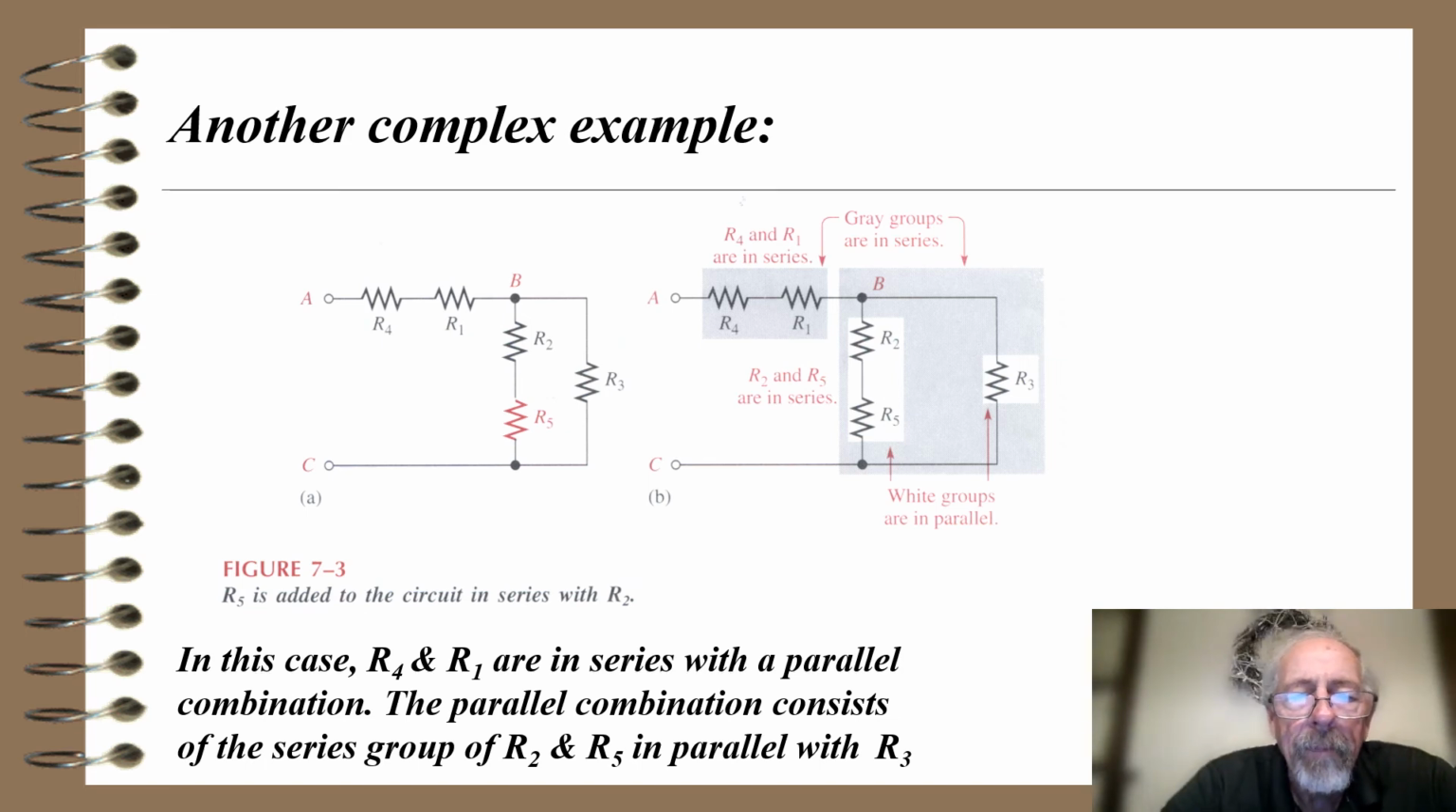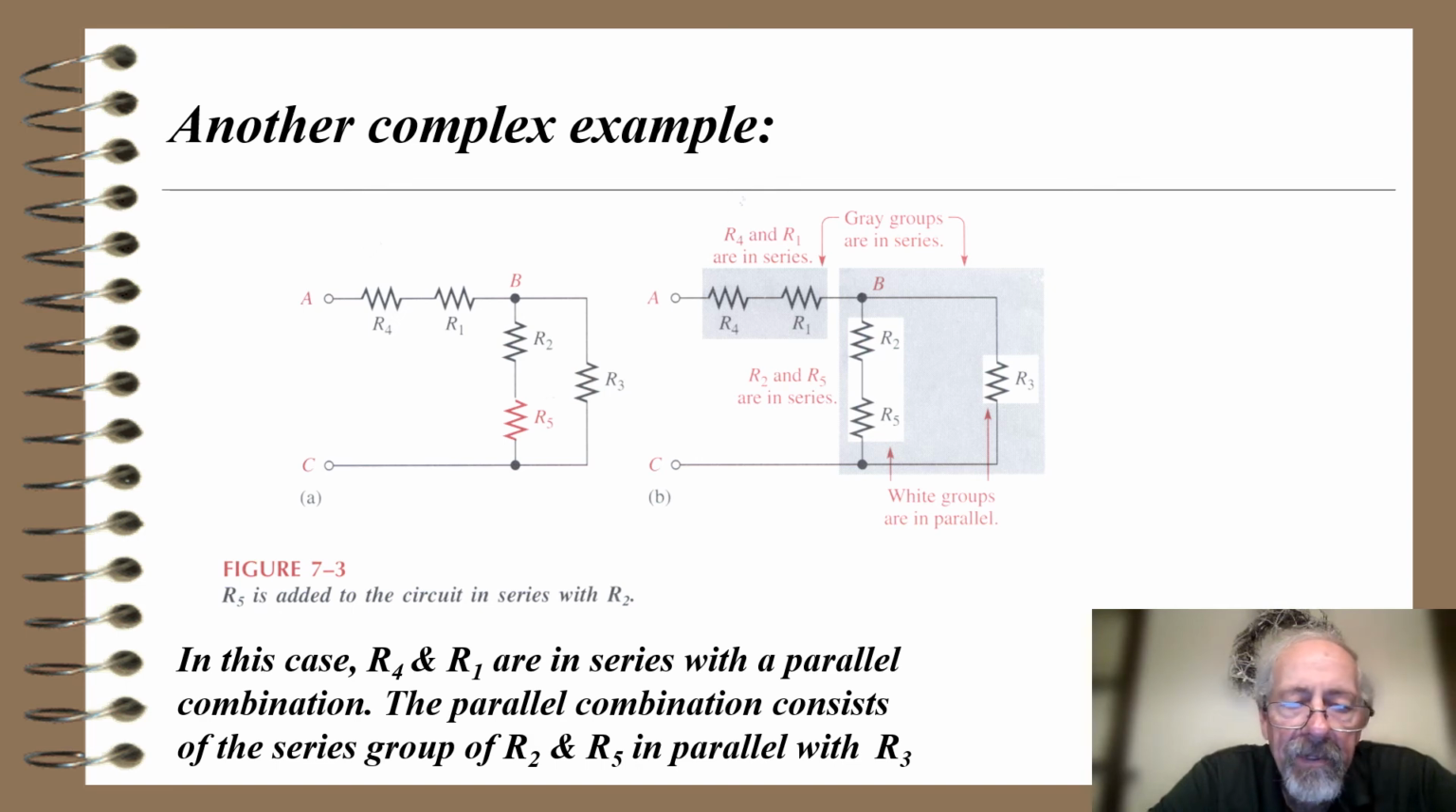Another complex example is this one. Now we have 5 resistors. We've added an R5 to this one. And what do we have? Well, now we have R4 and R1 in series. The other gray grouping to the right, R2 and R5, are in series. And that series combination is in parallel with R3.